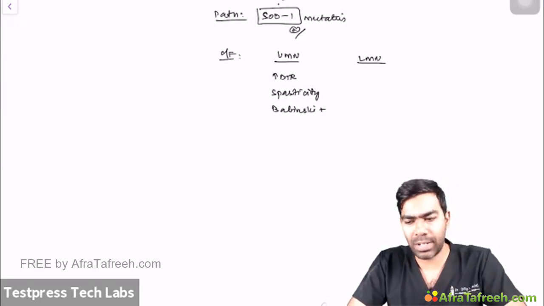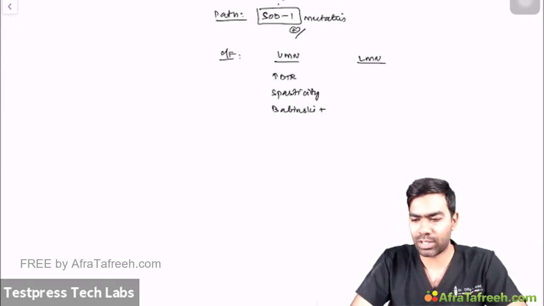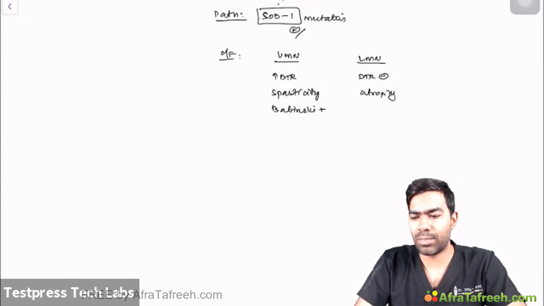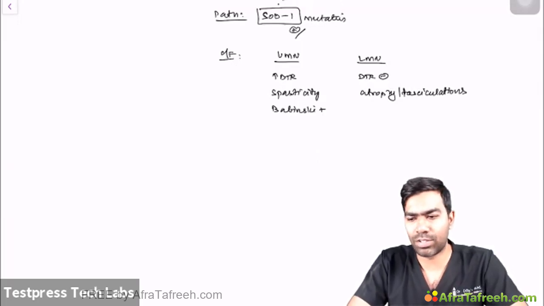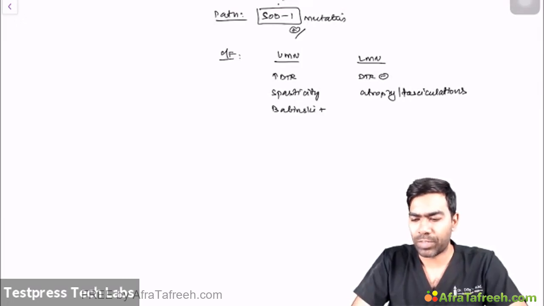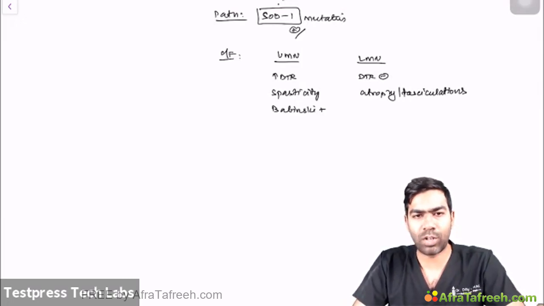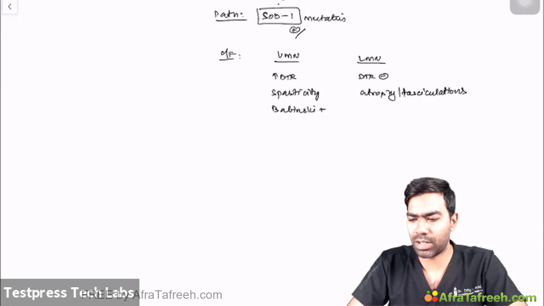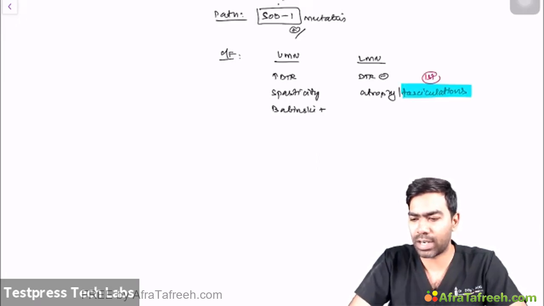And the same patient may have LMN features in some other areas. For example, the DTRs will be absent or sluggish in some areas. They'll have atrophy, and they'll have fasciculations. As I told you, fasciculations are one of the key features of anterior horn cell damage. So they might have fasciculations, and they may have a lot of other features also. But remember, if they ask you the first symptom in a patient suffering from amyotrophic lateral sclerosis, that's going to be fasciculations.